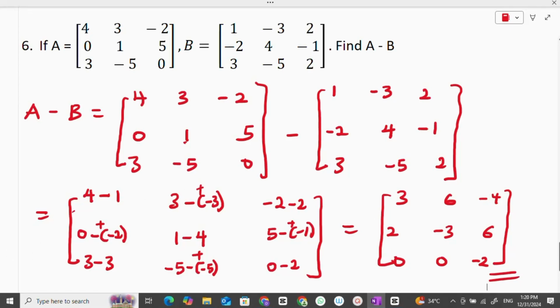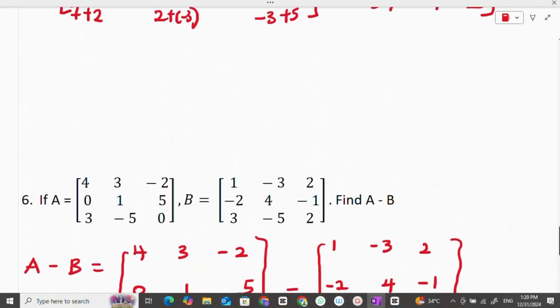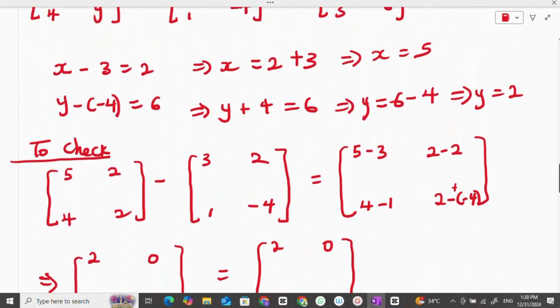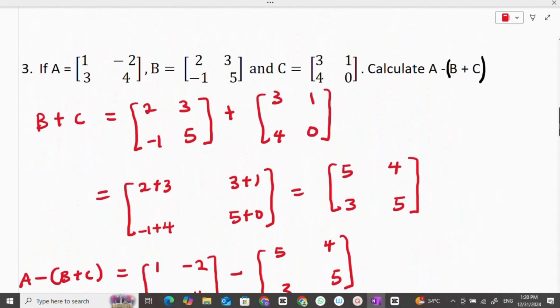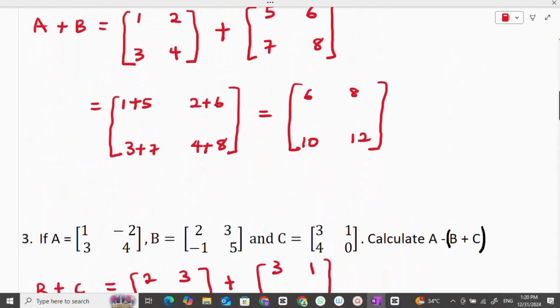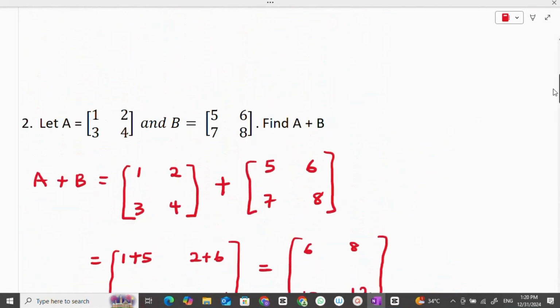So guys, these are the basic things you simply need to know when solving questions on addition and subtraction of matrices. These are simple, easy, and good to know. This is very easy and simple to solve.